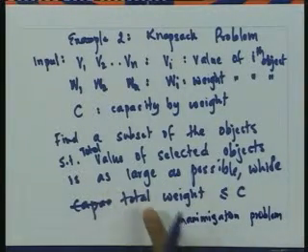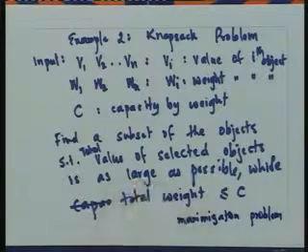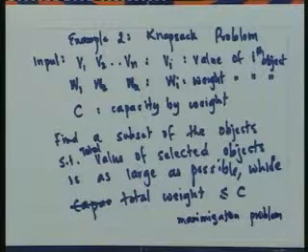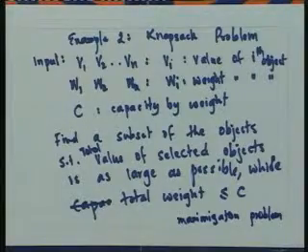The objective function given to us can be thought of as a benefit function, because after all, if we pick as many objects of large value, we are maximizing the benefit to ourselves. Let me give you one more example. This is another classic example.